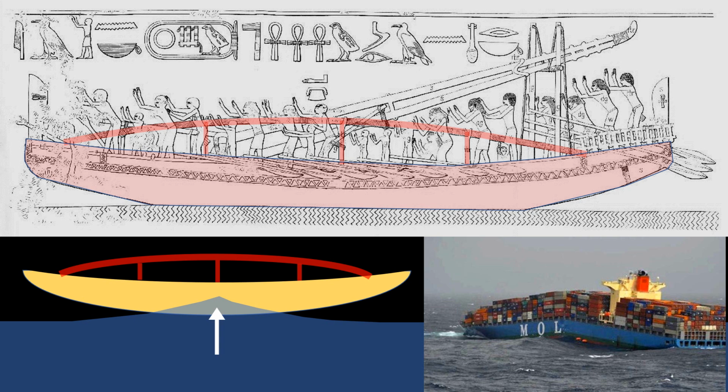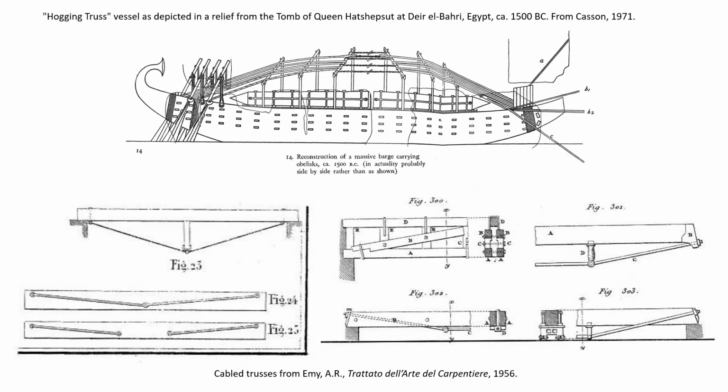Egyptian shipwrights devised an ingenious method to stiffen the vessel longitudinally. As a whole, this structure can be interpreted as a rigid, compression-resistant element at the bottom, attached to a tension-resistant cable at the top, with posts in between keeping the cable in tension and effectively counteracting upward bending. Now, modern engineers would describe this as a hogging truss. This was not an isolated example. Many depictions, dating over a period of more than 1,000 years, show the same structural concept in Egyptian vessels.